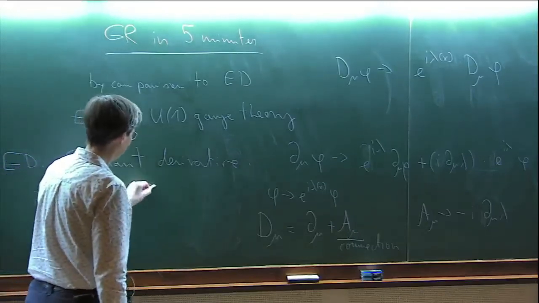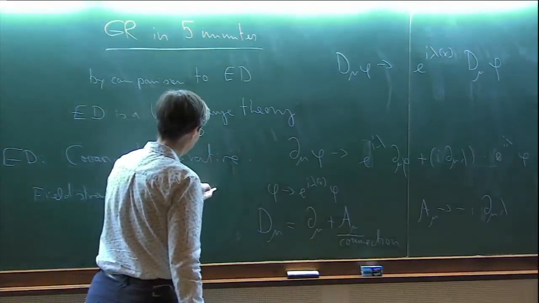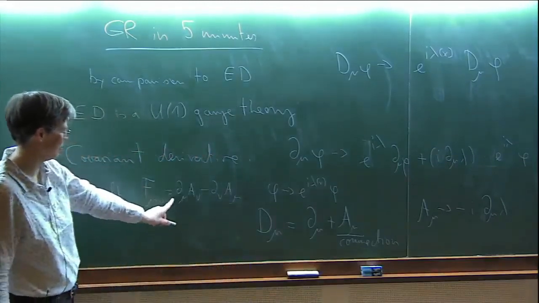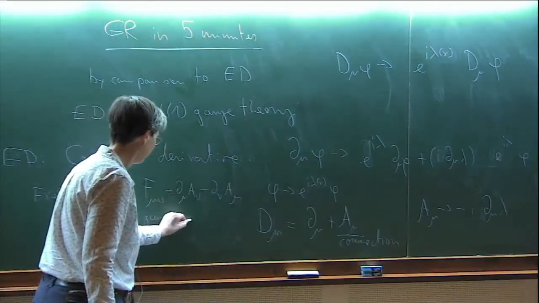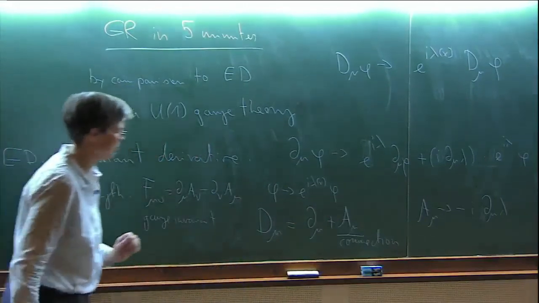And the field strength F mu nu is just d mu A nu minus d nu A mu. In a U(1) gauge theory, this object is gauge invariant. Okay, so I hope everybody has seen this before.